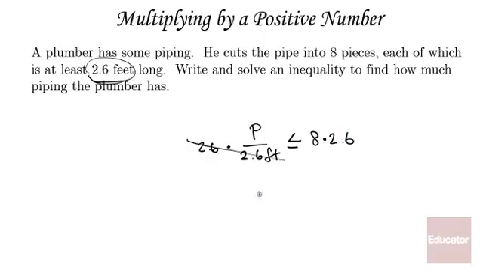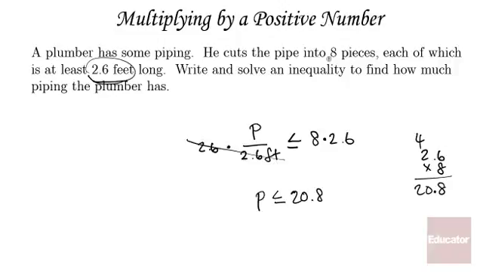So those are going to cancel, and P is less than or equal to, let's take 2.6 and multiply with 8. 8 times 6 is 48, 8 times 2 is 16, and 20, with one place. So 20.8. P is less than or equal to 20.8. Well, of course we can't have 20.8 different pieces, but we can have the 20.8 for the total feet.